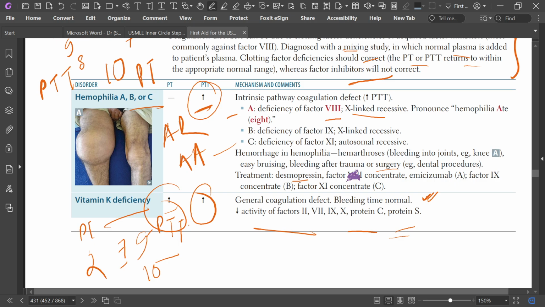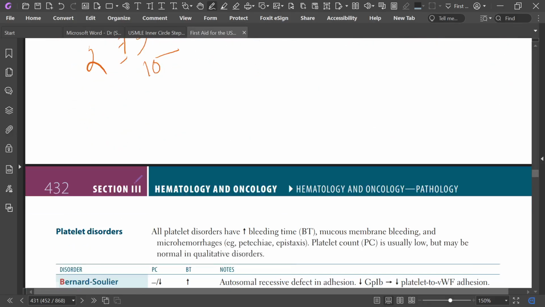Treatment is desmopressin, factor 8 concentrate, and emicizumab for hemophilia A, factor 9 concentrate for hemophilia B, and factor 11 concentrate for hemophilia C. So whichever factor is deficient, give that particular factor.